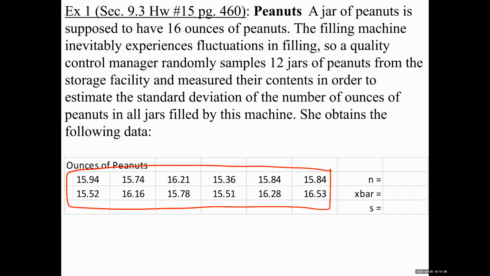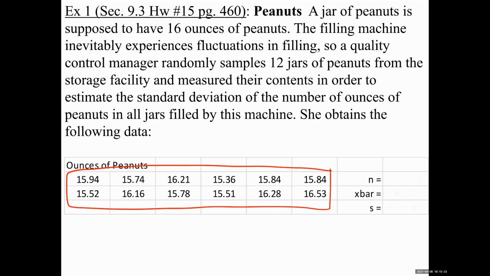So I want to know basically, are the weights of the peanuts in the jars consistent? Is the machine doing a good job making them all very close to 16? Or is it so spread out that we need to fix this machine or something?